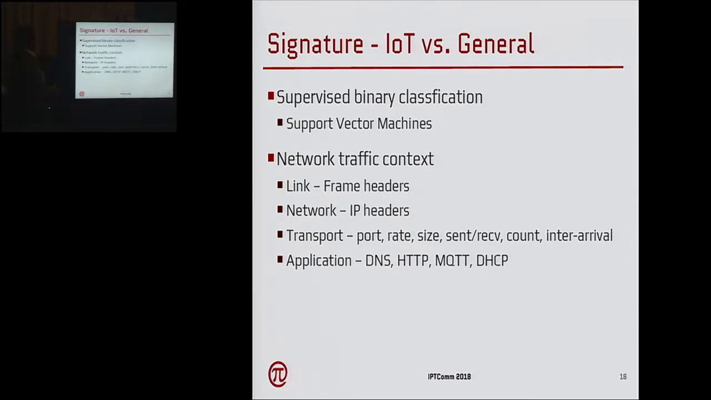Okay, the signature itself. This is the critical part wherein you have to differentiate between an IoT device and a general device. So we basically use a supervised binary classification method using support vector machines. And we capture the network traffic context itself, starting from the link layer, network, transport, and application. Finally, we feed this information, and the classifier gives whether it's an IoT device or a general purpose device. Once we get this information, we can go on to the profile generation for this device.